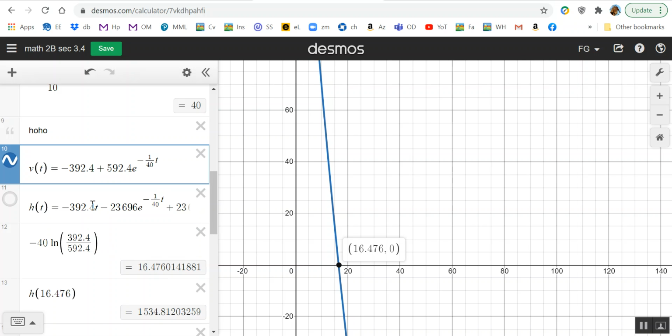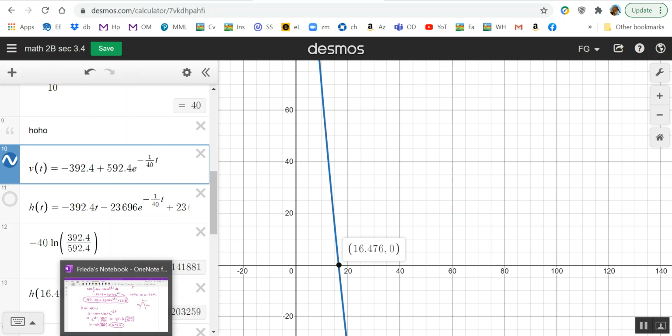Then I went ahead and I typed in h of t for position, the position function that we found. We called it x before. And then I wanted to know the last question, which is how high does the ho-ho go? Well, we know it turns around at 16.48 seconds. So if we compute the height at 16.476 seconds without rounding, we get 1,534.81 feet. So using Desmos as a calculator, type in h and then compute h at the value you want.